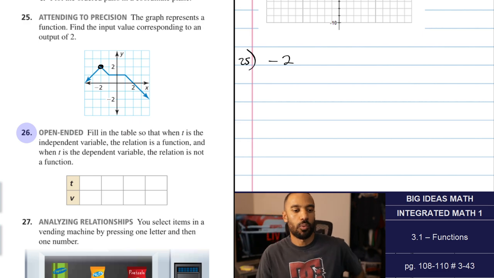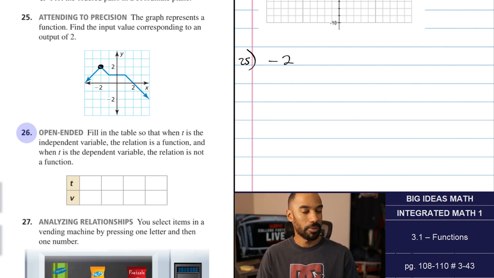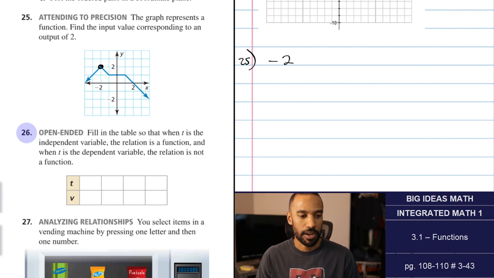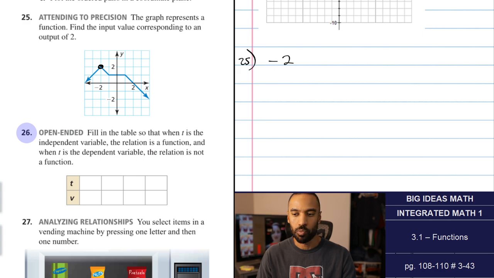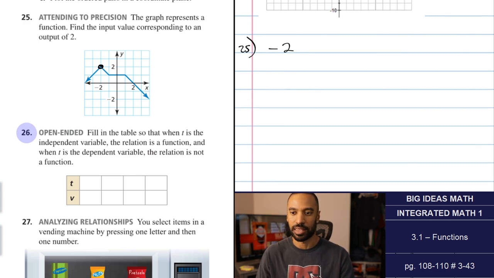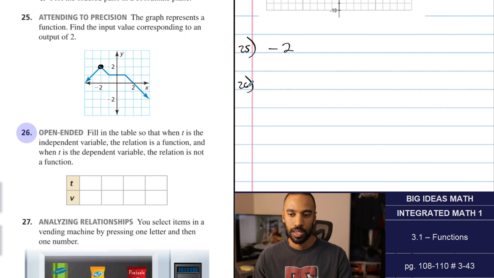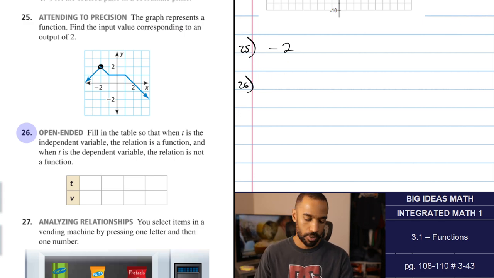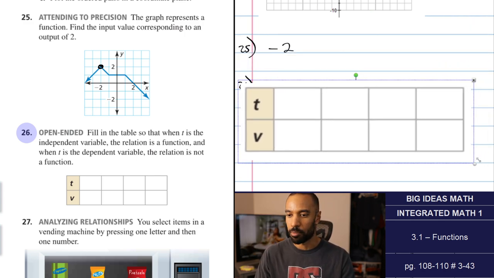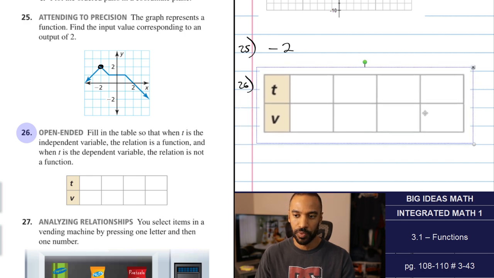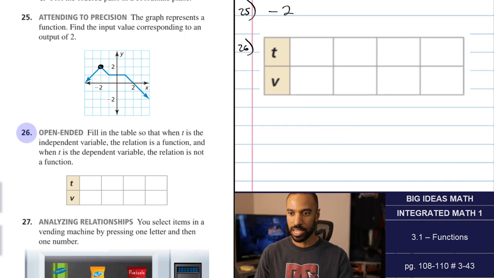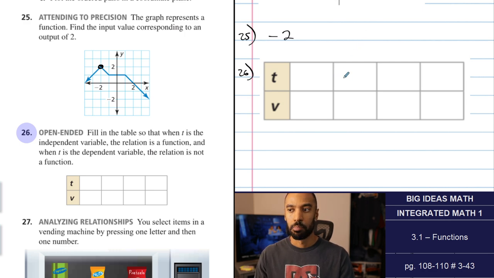Number 26, open-ended. Fill in the table so that when t is the independent variable, probably a time, the relation is a function, and when t is the dependent variable, the relation is not a function. Okay, interesting. Well, maybe not time. But anyway, I'm going to copy-paste this table over, and to make it be a function when t is the independent, that means that those are the inputs. And when it's the dependent variable, it means they're the outputs.